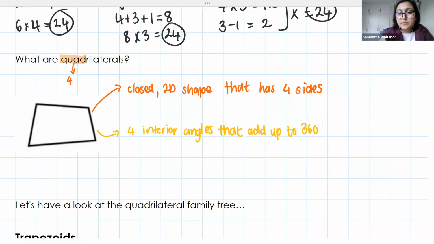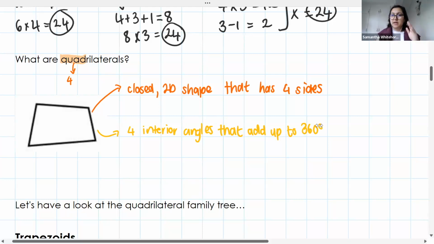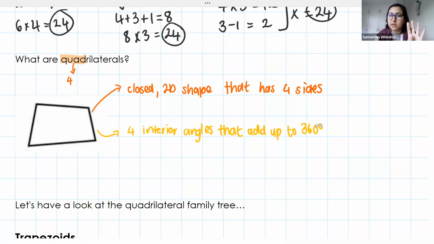Okay, so on a basic level, we're not even starting to talk about special types of quads. On a basic level, a quadrilateral has four sides and four interior angles that add up to 360. So anytime you have a regular quadrilateral, you can assume that these things are true. It's going to have four sides and the interior angles will add up to 360, which is great, but we don't work with just a four-sided shape. We start to work with more specialized or more specific types of quadrilaterals. And those are what we're going to have a look at today.